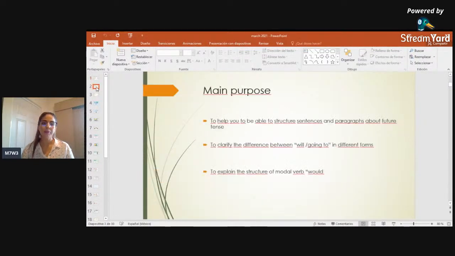So let's start. The main purpose of this unit is to help you to be able to structure sentences and paragraphs about the future and to clarify the difference between will and going to. We have different forms. Also, we're going to be using the modal verb would. So I'm going to explain it to you.